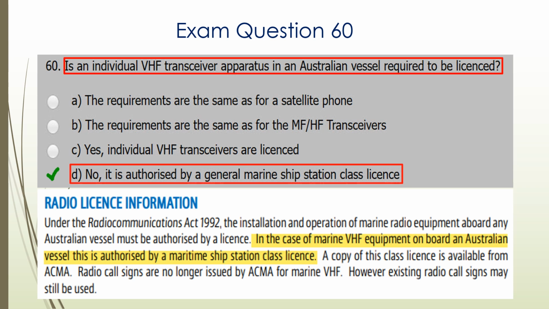And question 60. Is an individual VHF transceiver apparatus in an Australian vessel required to be licensed? And the answer is no, because all VHF radio licenses come under a ship station class license. So D is the correct answer. In other words, you don't need to have a license for the actual radio, but you have to have the license to operate the radio.